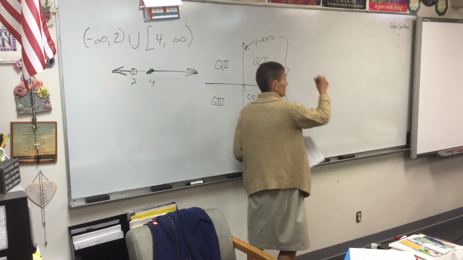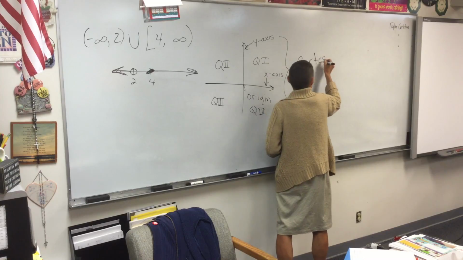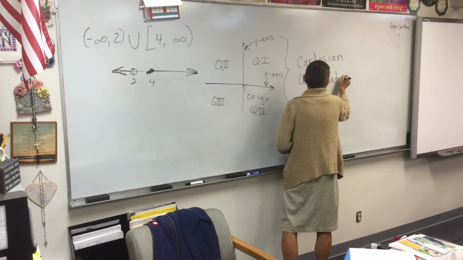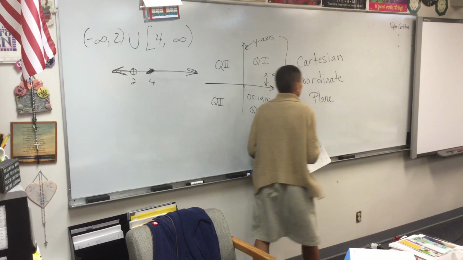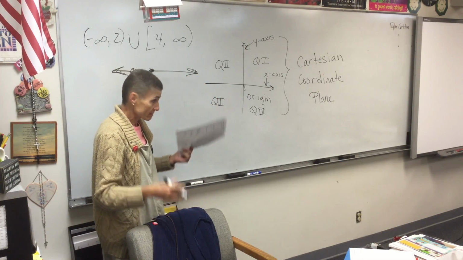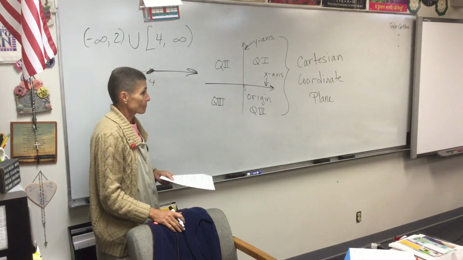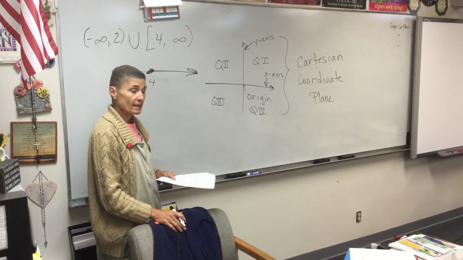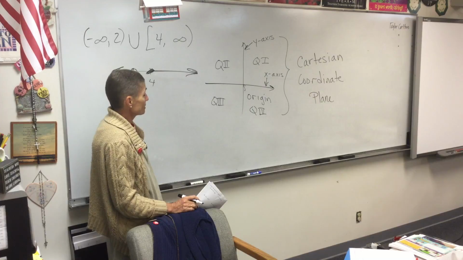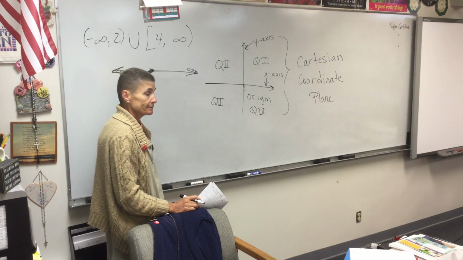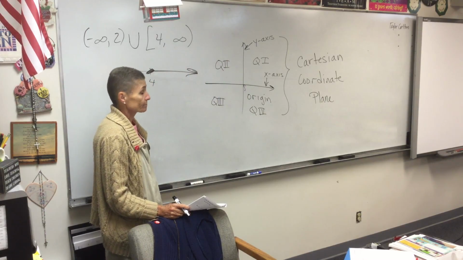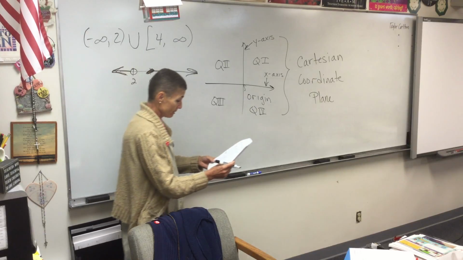Anybody know? It's called the Cartesian coordinate plane. And yes, you need to know that vocabulary because that's what it is. Named for René Descartes, one of the great mathematicians, credited with drawing pictures of equations, which is what we do on the coordinate plane. Okay, all right, let's see what comes next.